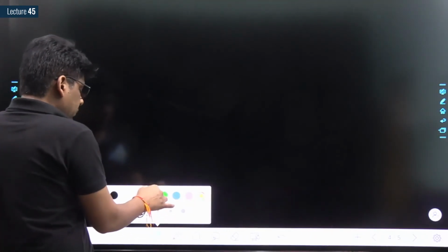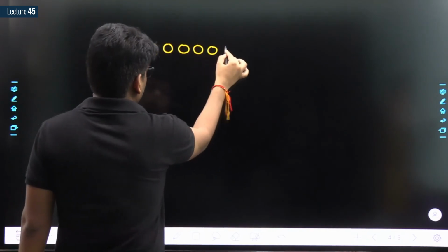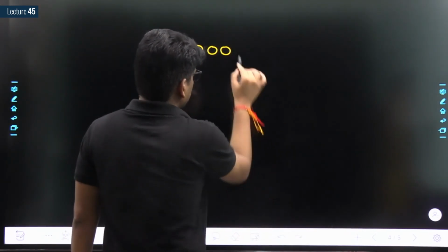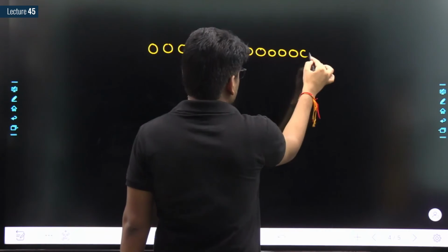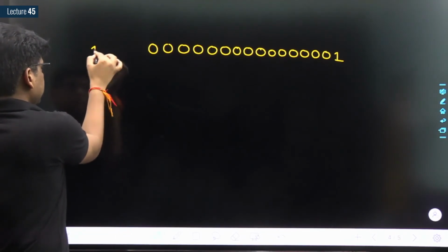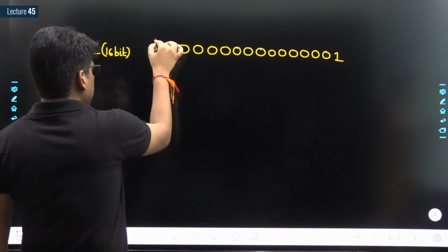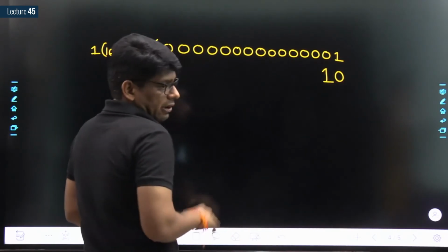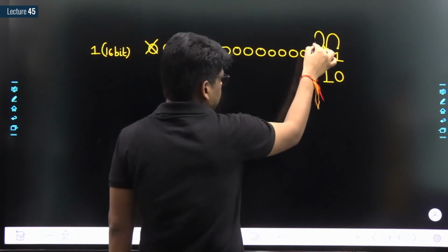How many times can we perform the left shift operator on an integer? Let us suppose we have a 16-bit number in which there are 1, 2, 3, 4, 5, 6, 7, 8, 9, 10, 11, 12, 13, 14, 15 zeros and a 1. This is 1 in 16-bit. If I left shift it one time, this value will be popped out and this 1 comes here and a 0. That means if I left shift it one time, this 1 will move from here to here. If I left shift it another time, it comes over here.